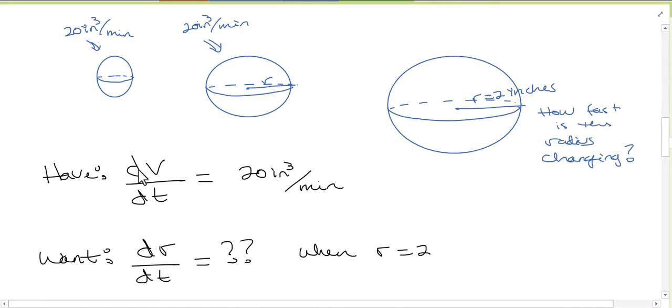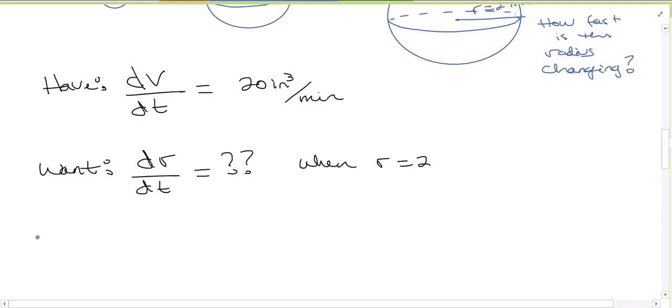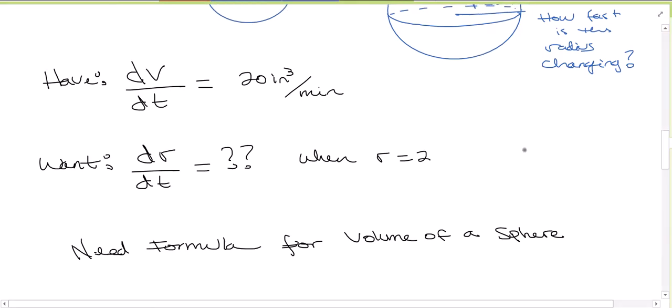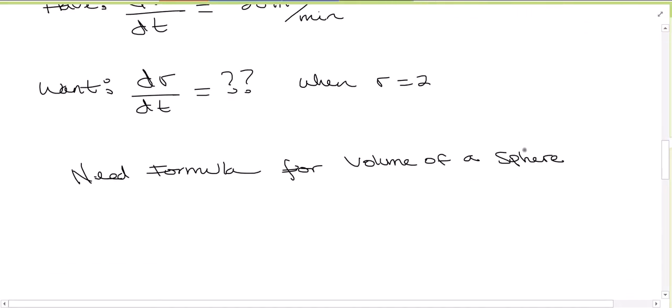So what relates, and this is why it's called related rates, what relates the volume and the radius in the shape that we have? We have a sphere. So here we need the formula for the volume of a sphere. I don't necessarily expect you to remember those formulas from geometry, so whenever possible I will provide them to you. But the formula for the volume of a sphere, if you don't remember, is 4/3 pi r cubed. So this relates the volume and the radius in a sphere. So that is my formula.